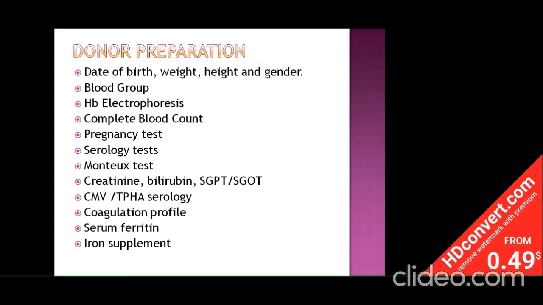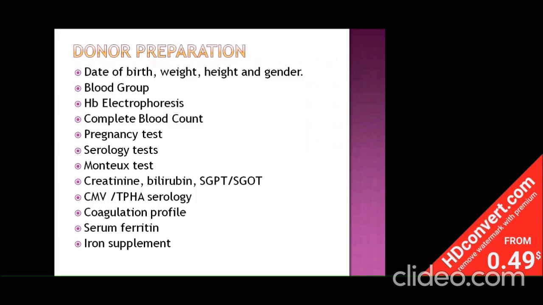And the blood group, as I already told, the IHA status will show the blood group, and we also see HP electrophoresis, just to confirm whether the donor is a carrier or not. And CBC; if the female child is bigger, more than 12 years, we will also look for a pregnancy test. And serology, Montague, CMP, and coagulation profile. Sometimes we may need to do the serum ferritin test also.